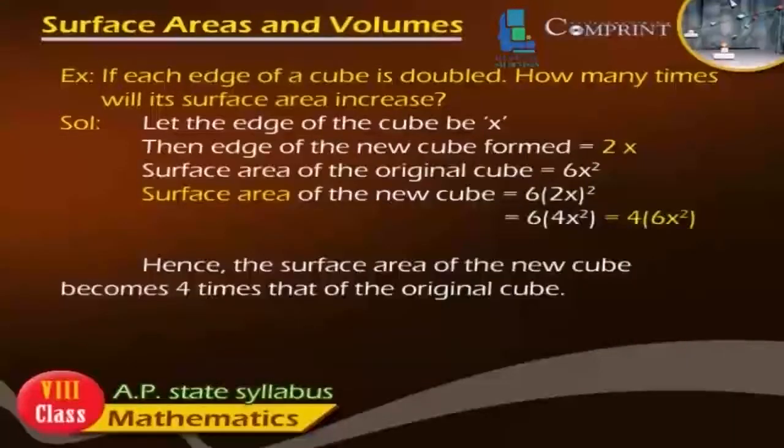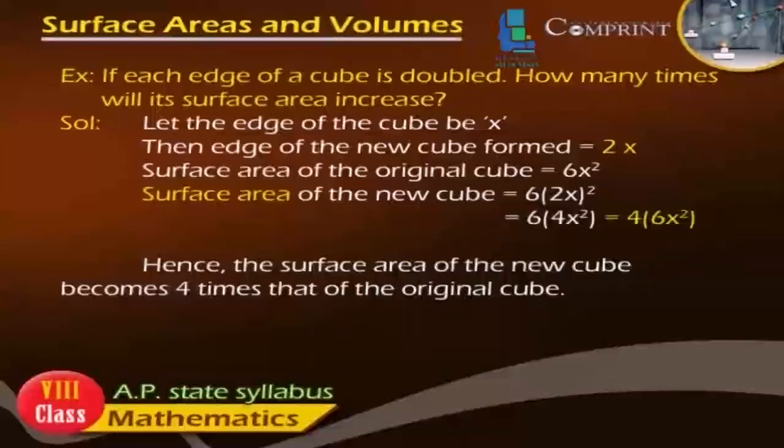Example. If each edge of a cube is doubled, how many times will its surface area increase? Solution. Let the edge of the cube be x. Then the edge of the new cube formed is equal to 2x.